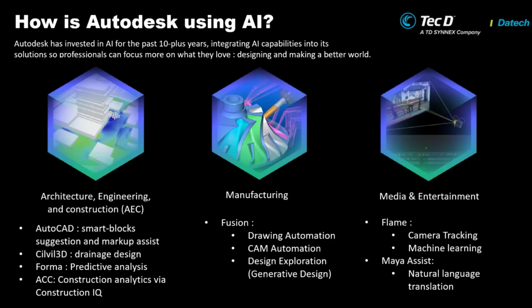Okay, now we go towards how Autodesk is using AI. So Autodesk started investing in AI maybe 10 years plus back and integrated AI into many of the things. So let's look into all 3 main industry pillars. Autodesk has 3 main industry pillars, which are architecture, engineering, and construction, or AEC in short. Things like AutoCAD smart blocks, which can also be used for manufacturing, Civil 3D for drainage design, Forma for predictive analysis, and so on. Manufacturing, things like drawing automation, CAM programming or G-code creation automations, design exploration, and so on.